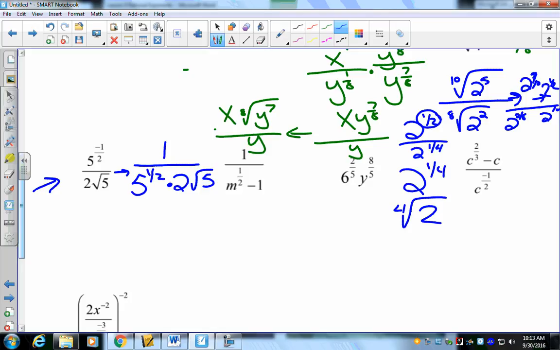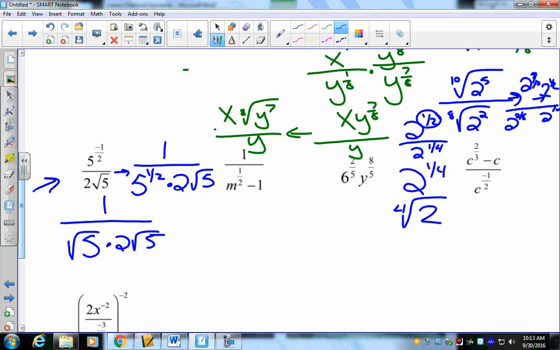Well, let's think about this. What can I do? When you get here and you're not sure what to do, try something. If I have a fraction, try changing it to a radical. If I have a radical, try changing it to a fraction. See what happens. So 5 to the 1/2 is the same thing as the square root of 5. Or you could have done 2 times 5 to the 1/2. You could have changed the radical to a fraction exponent, either way.